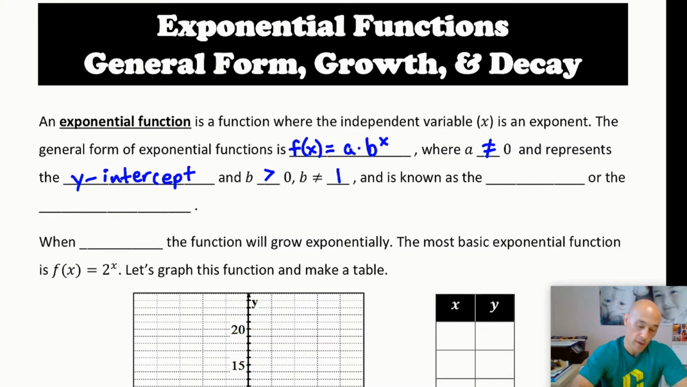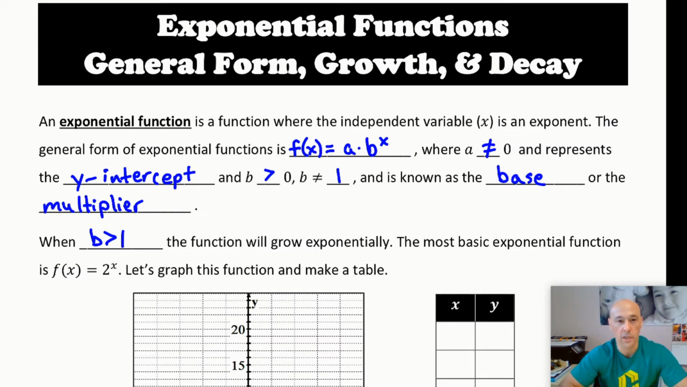b is known as the base value, or the multiplier. And it's really nice to see in the table the multiplier and how it comes into play. When b is greater than 1, the function will grow exponentially. The most basic exponential function is f of x is equal to 2 to the x. We're going to graph that function now and make a table.